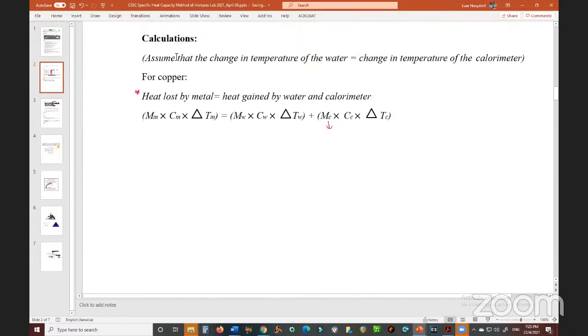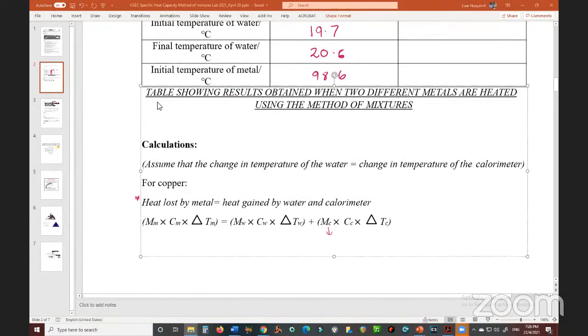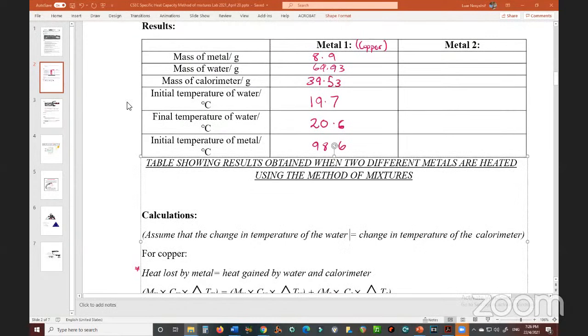So here's the assumption, guys: the assumption about the change in the temperature of the water. Remember, if we go back to the experiment, we heated the metal in water up to 99 degrees or somewhere thereabouts. Let's go back to the table and recap what happened. The metal initially, when we heated it, if you remember, 98.6 degrees Celsius was the temperature of the metal.